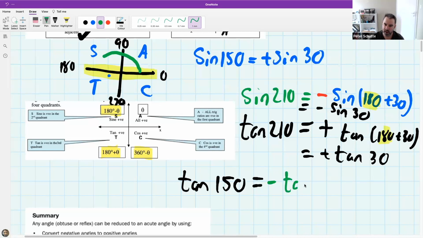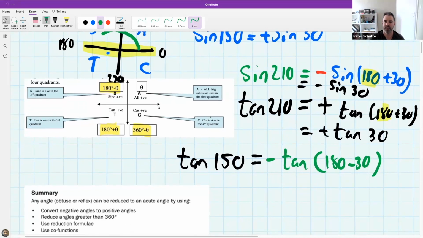Now, I'm going to rewrite this. How am I going to rewrite this next bit? Am I going to write 180 plus 30 here? That wouldn't make any sense. What should I do instead? I should write 180 minus 30. Yeah. And now, because of the reduction formula, I can write this as minus tan 30, because this is telling us how far away this is from the nearest horizontal. It's just 30 degrees. Notice how the reduction formula in quadrant 2 is 180 minus 30.